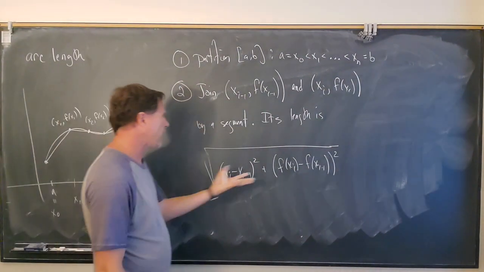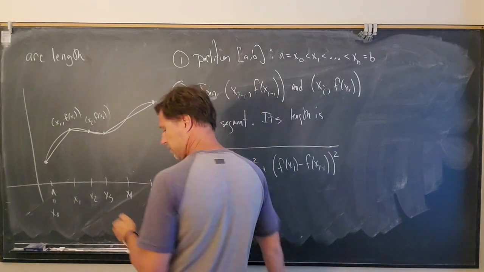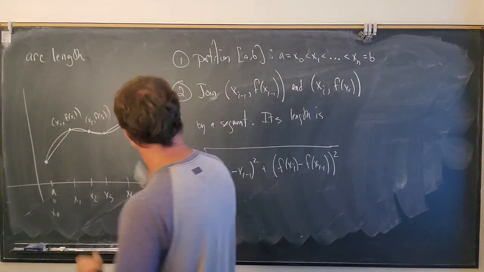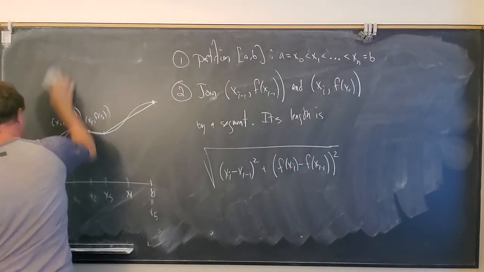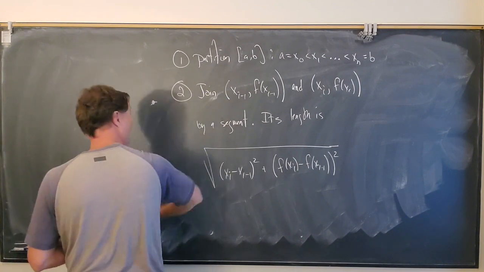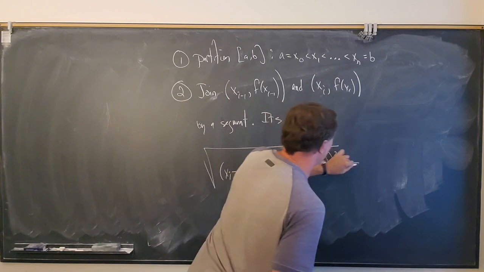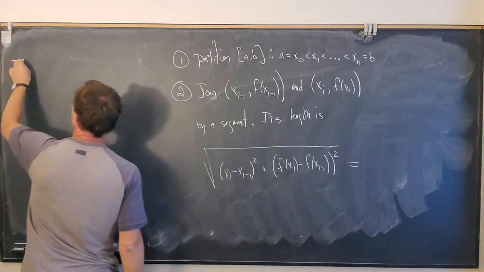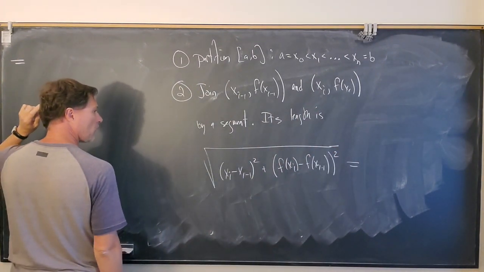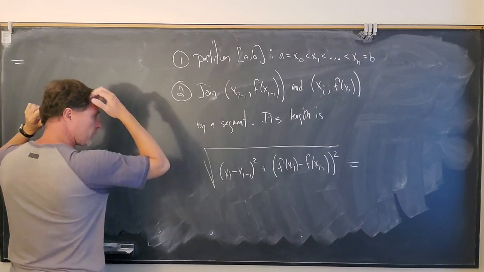Okay, now this is a mess. What I'd like to do is simplify this. So let's see if we can make some sense of what we get from the distance formula. So this, I'm going to do it over here, but this is equal to, so let's see, what do I want to do?